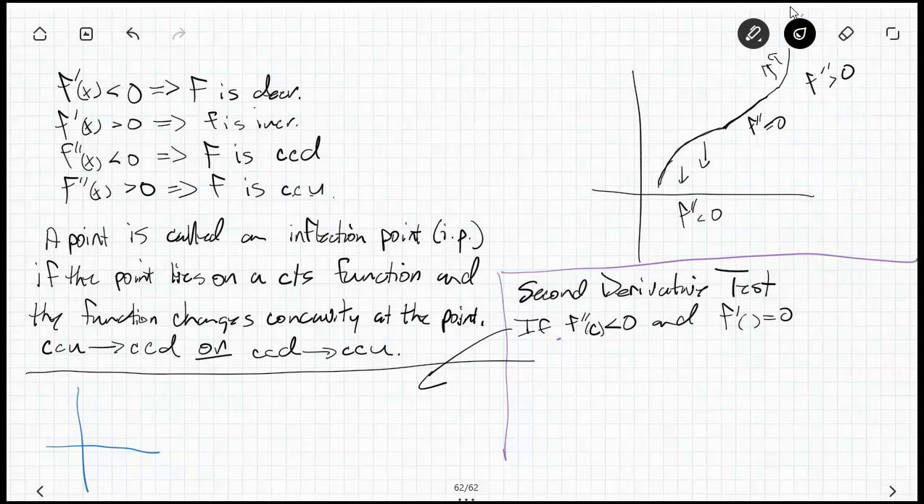If f double prime at c is less than 0 and f prime of c equals 0, then what does that look like? Well, let's put c here. I know that the function is concave down, but it also levels off at c. So it's going to be concave down and it's going to level off.